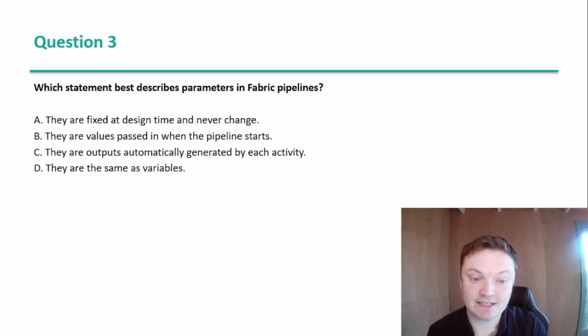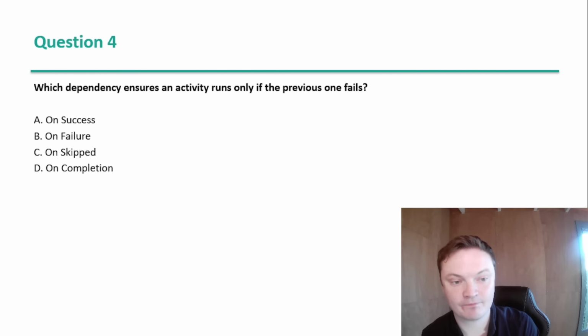And the answer is B. They are values passed in when the pipeline starts. Parameters are values you pass in at the start of the run. They make pipelines reusable, for example, by passing different dates or file names without editing the design. A is incorrect as they are not fixed forever. C is incorrect as outputs are separate from parameters. And D is incorrect as variables are different because they change during a run.